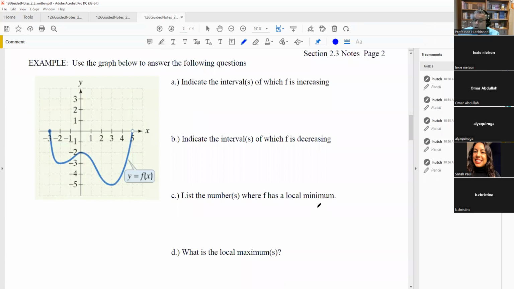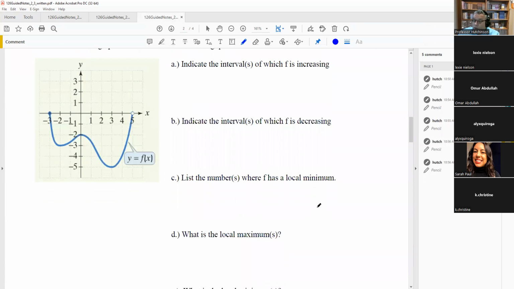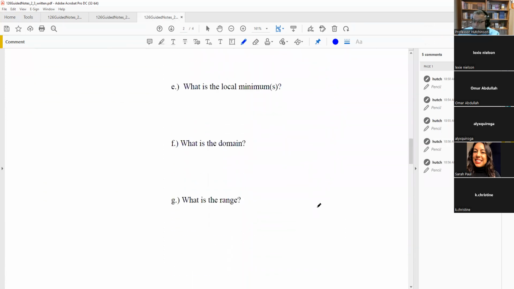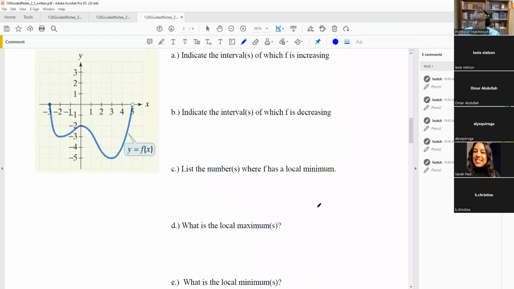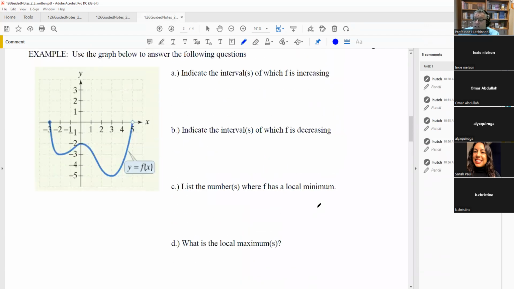All right, so let's do another one of these. This one has a couple of things from domain and range. It does ask you from the previous section, but we're going to take a look at this as far as increasing, decreasing, and relative max and relative min. This says use the graph to answer the following questions. Indicate the interval or intervals at which f is increasing.